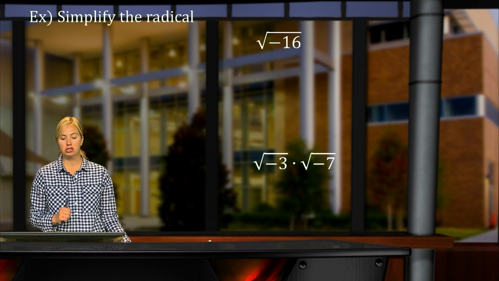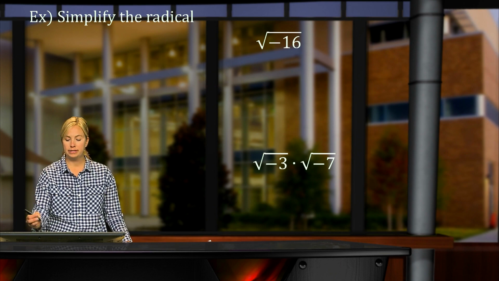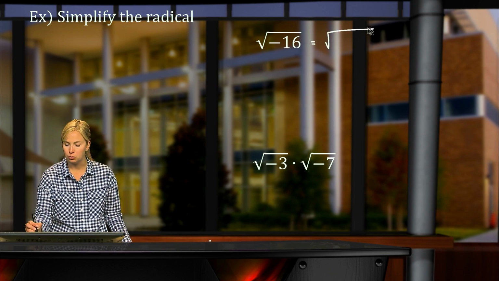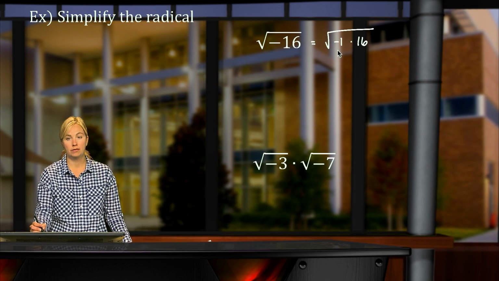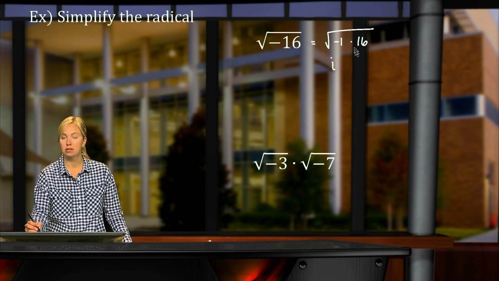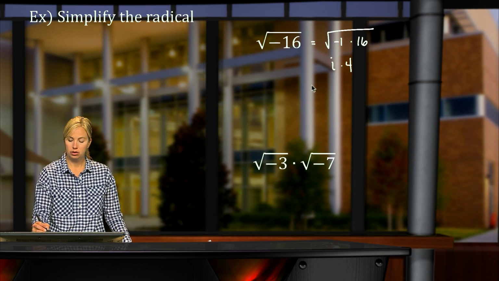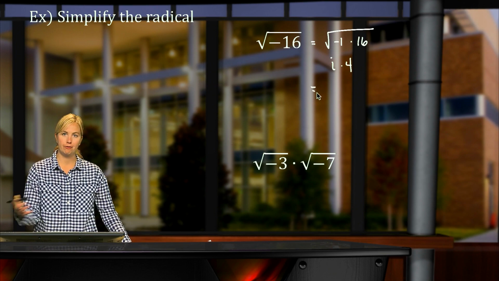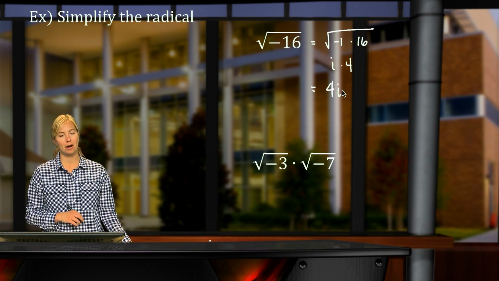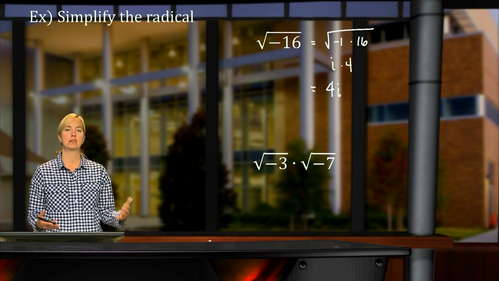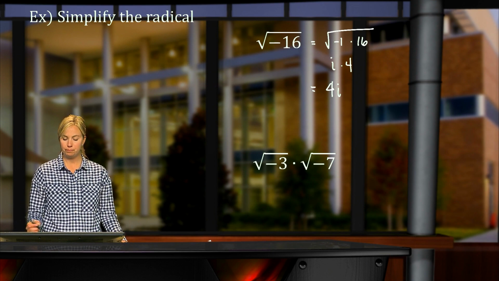So using our imaginary unit, let's simplify a few radicals. The square root of -16 we can break up as the square root of -1 times 16. The square root of -1 is i, the square root of 16 is 4, and rather than leaving it as i4, since none of us like that anyway, we're going to write it as 4i, just like we would if it was a coefficient on a variable.